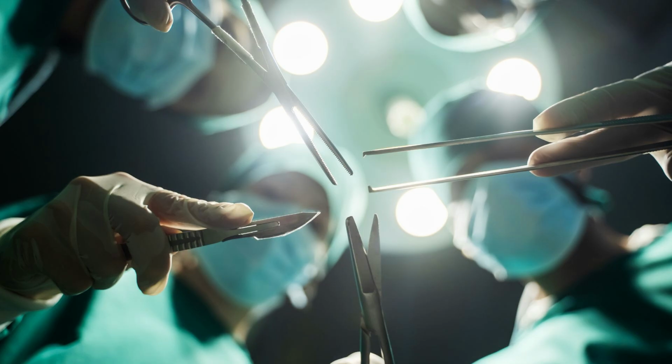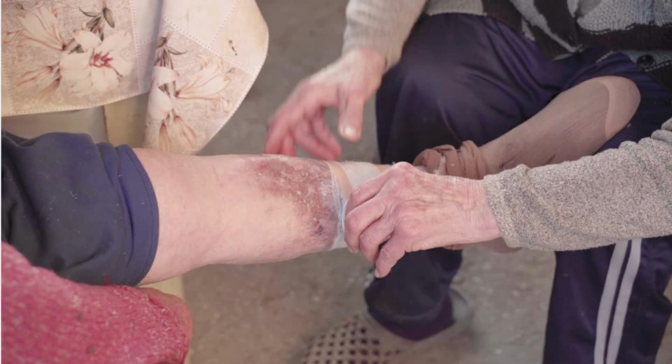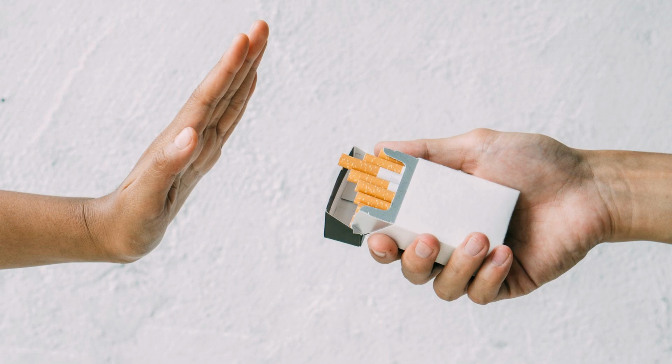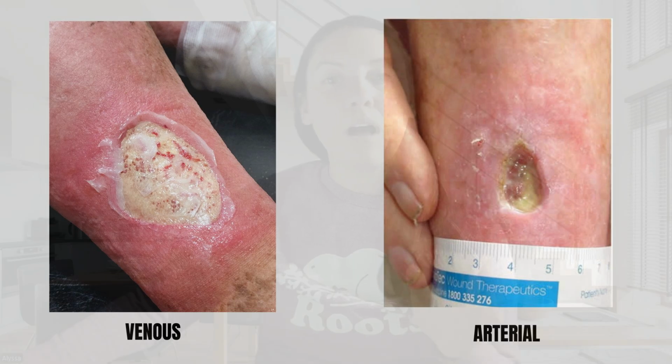Now, treatment for arterial ulcers is focused on restoring blood flow to the affected area. So this may include revascularization surgery to open up the blocked arteries, antiplatelet therapy to improve circulation, wound care with dry dressing and regular debridement, and lifestyle changes, which include stopping smoking and managing underlying conditions such as diabetes.